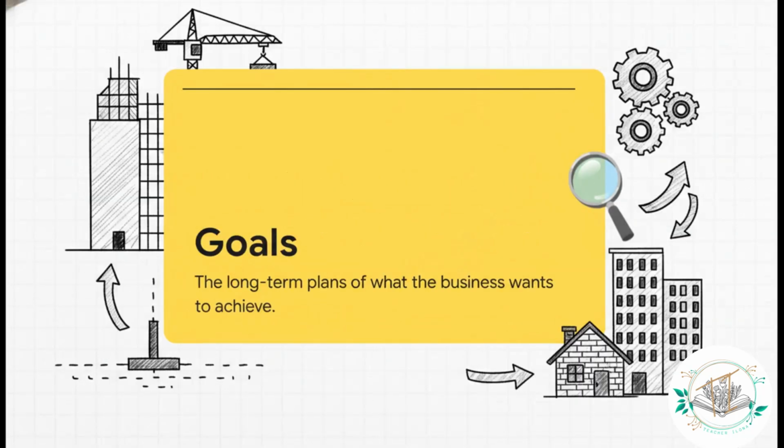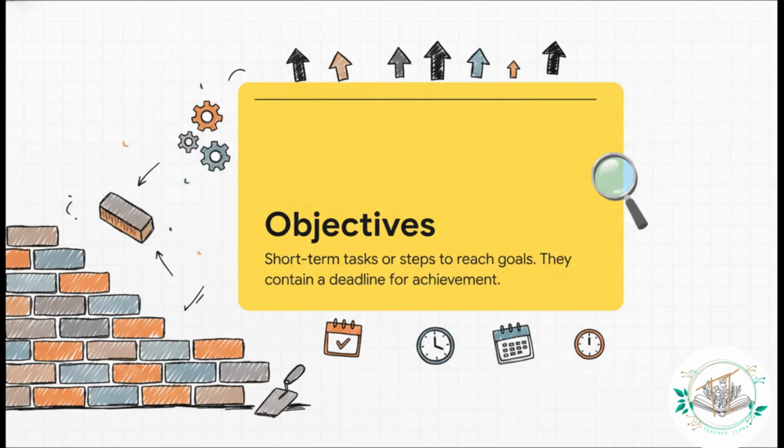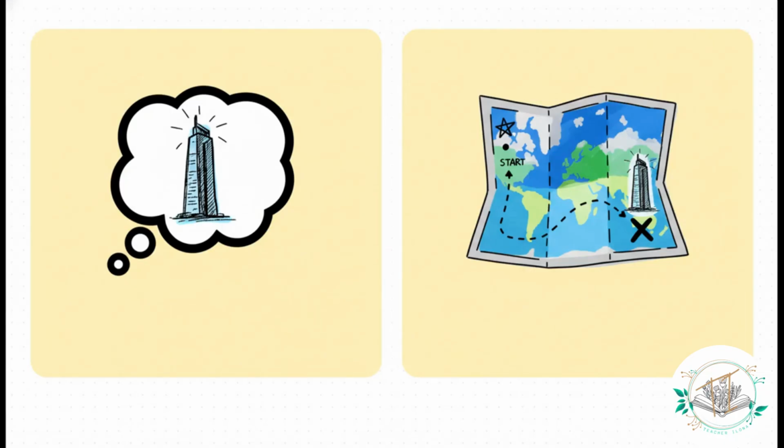Next are the goals. Think of these as the major phases of construction for your project. And objectives? Those are your daily tasks, laying each and every brick just right. So here's the key difference. The vision is the what, and the mission is the how.